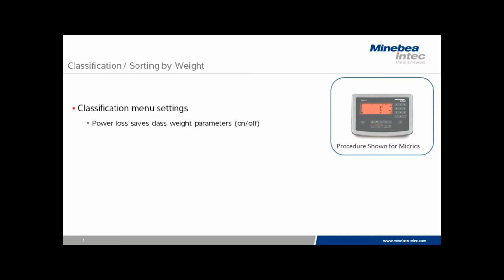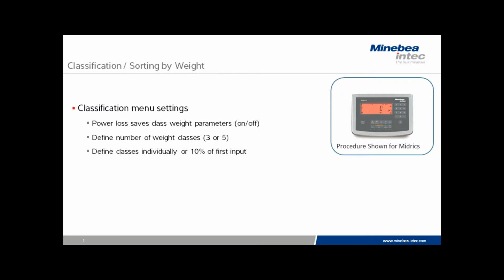First of all, we want to define whether or not data is lost in the event of a power loss or if the scale is turned off. We'll want to define the number of weight classes for the classification. That would be either 3 or 5. And finally, we want to define how those class weight values are input.